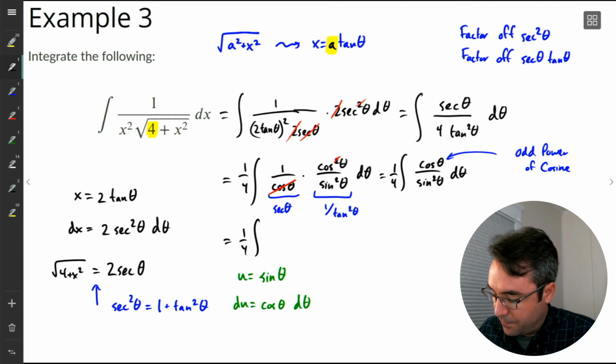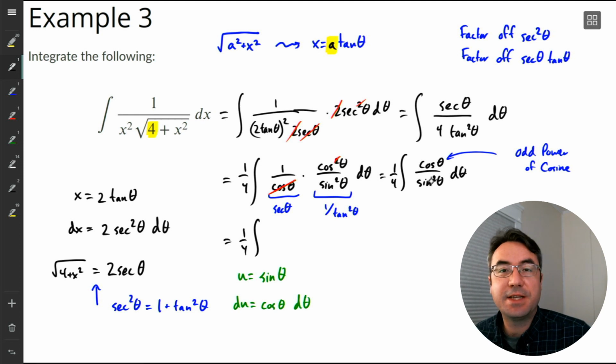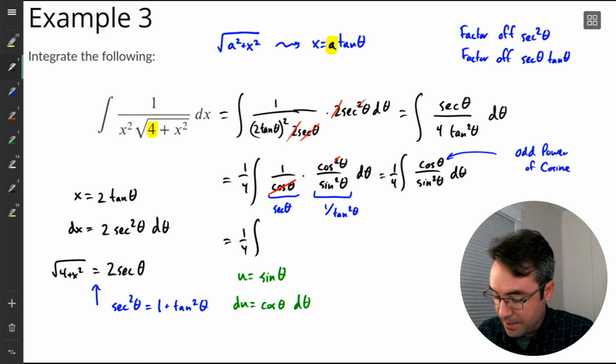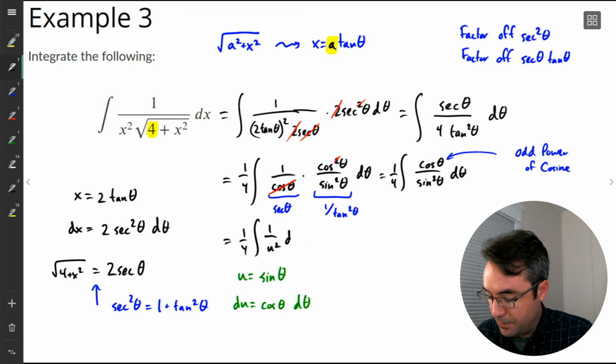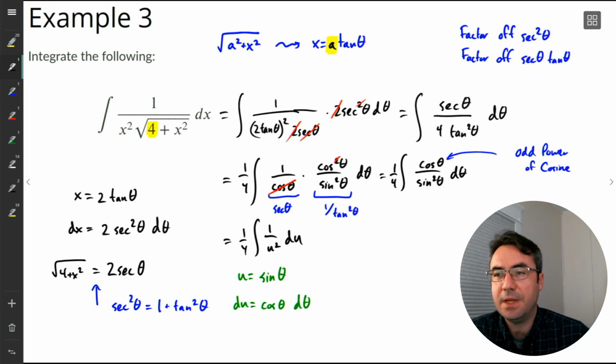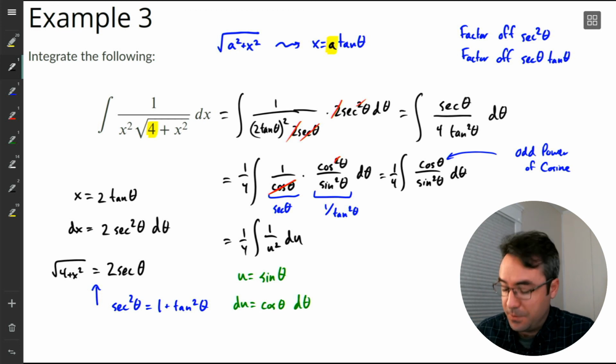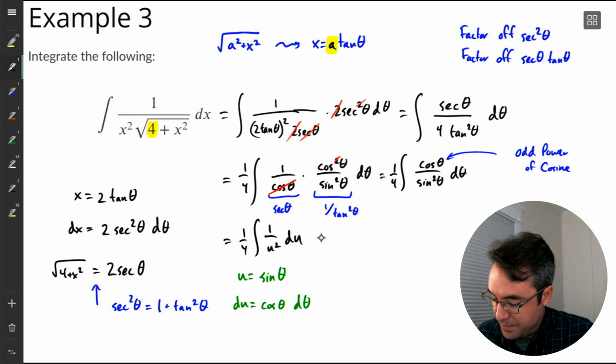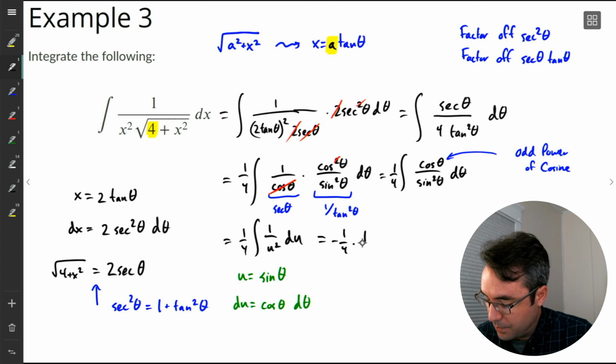So we're going to have 1/4, and then the division by sine squared with this substitution is going to become u squared. So we're going to have 1 over u squared du. And that's something now we can do. That's just a power function. So the antiderivative of that is negative 1/4 times 1 over u.